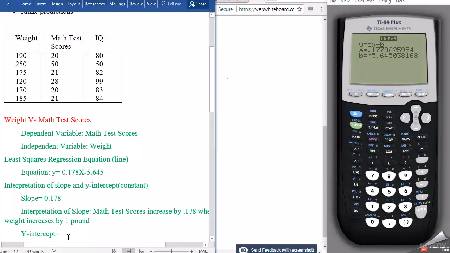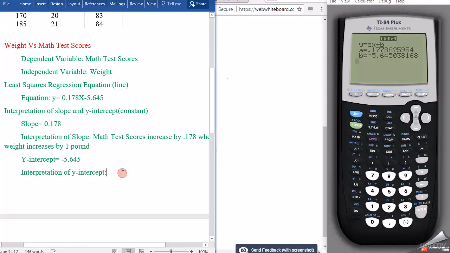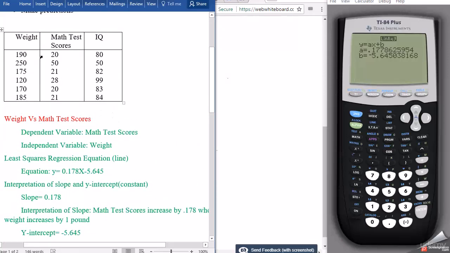Okay, so the y-intercept in this case is negative 5.645. Now the y-intercept is supposed to give us an idea of the starting point or the value of the dependent variable when the independent variable is 0. So if you look at this situation, you are going to notice that weight should not be 0. So it doesn't really make sense in this case to have a y-intercept of negative 5.645. Why? Because the weight cannot be 0.